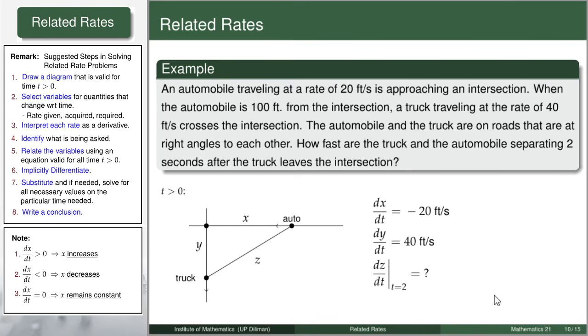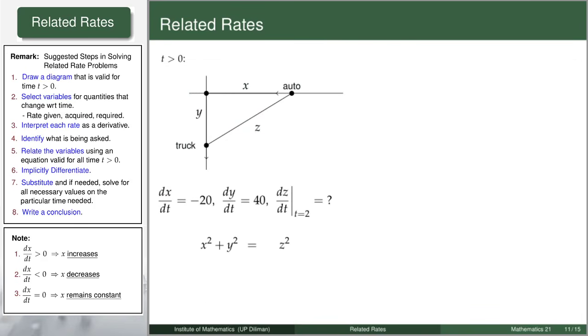Now, since we are done with this, let's go to relating x, y, and z. Clearly, the relationship of x, y, and z is just Pythagorean, and that is x squared plus y squared equals z squared. We will now implicitly differentiate this so that I will obtain the dx over dt, dy over dt, and dz over dt. And I'll have 2x times the derivative of x with respect to t, which is dx over dt, plus 2y dy over dt, and plus 2z dz over dt.